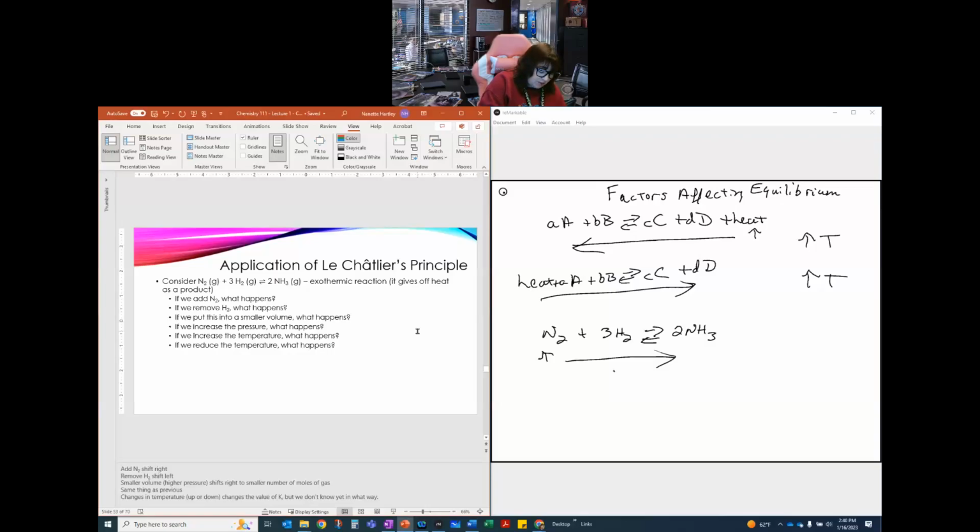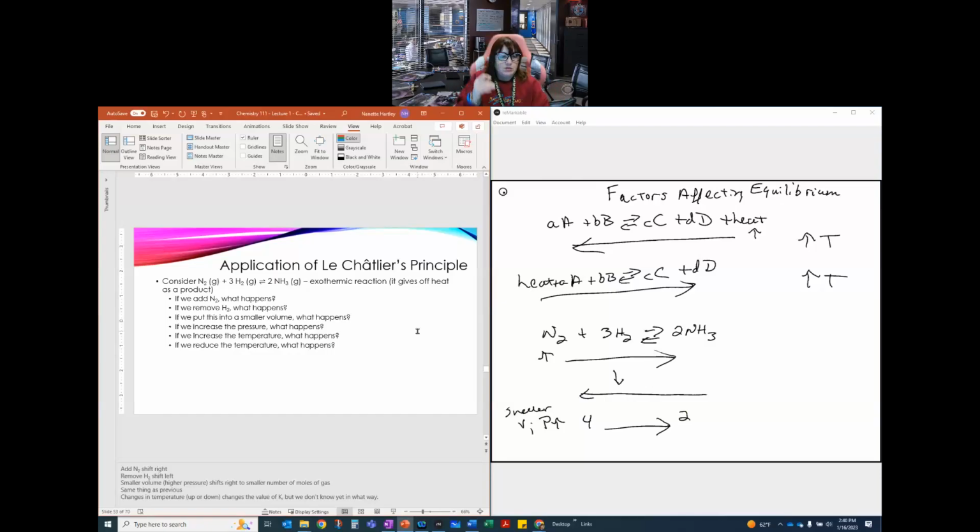If I remove H2, so I bring that down, that means I'm going to have to shift backwards to compensate for that. If I put that into a smaller volume, that means that the pressure goes up. If the pressure goes up, I want to go to the side that has the least number of moles of gas. I have 4 moles of gas on my reactant side, 2 moles of gas on my product side. So it's going to shift to the side that has the fewer number of moles.